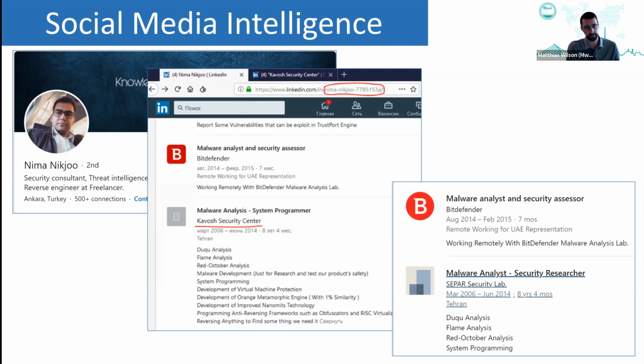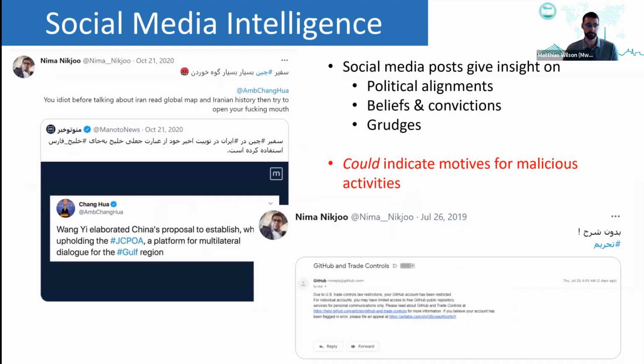What do they think about? How do they feel about certain issues? And that at the end could lead to an actual motivation for a certain cyber attack. So if we look into this guy's Twitter, for example, we'll see there was a certain tweet that he was not happy about. The Chinese ambassador said something and he said, well, you're a freaking idiot. Next time, inform yourself before you open your mouth.